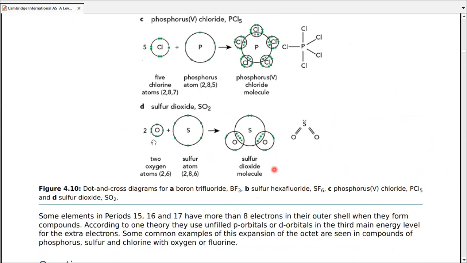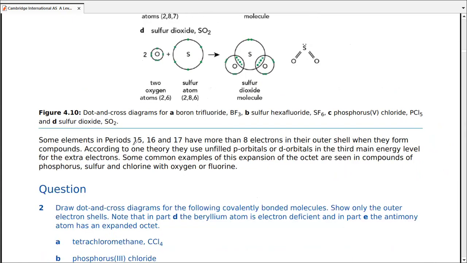So since elements in periods, okay, this one is a mistake in the book. I'd like to correct it. I don't really know if you have the same mistakes. It's actually groups 15, 16, and 17. We don't have anything about period 7 so far. All right. So groups 15, 16, and 17 have more than 8 electrons in their outermost shell. So what happens is that they have expanded octets most of the time when they are bonded, of course.